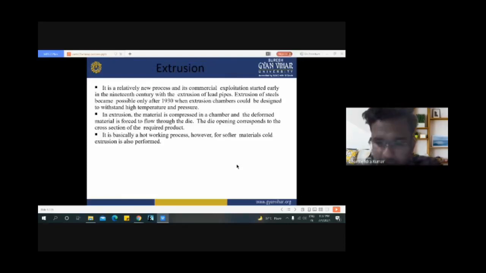Now the extrusion process. Extrusion is a relatively new process, and its commercial exploitation started early in the 19th century with the extrusion of lead pipe. Extrusion of steels became possible only after 1930, when extrusion chambers could be designed to withstand high temperature and pressure. In extrusion process, the material is compressed in a chamber and the deformed material is forced to flow through a die. The die opening corresponds to the cross section of the required product. It is basically a hot working process. However, for softer material, cold extrusion is performed.